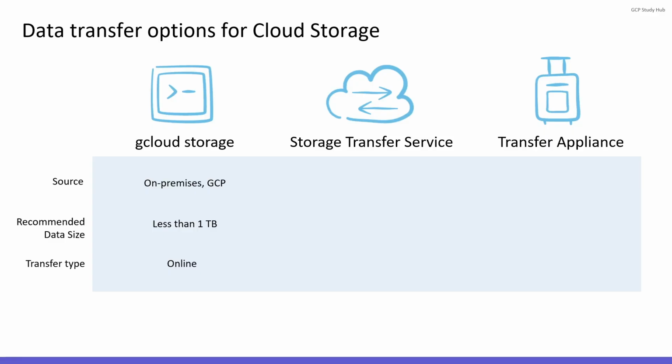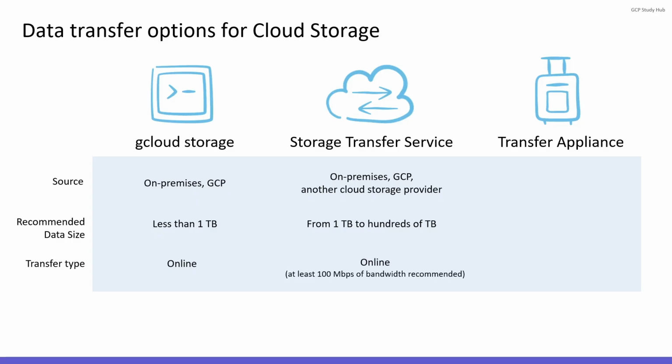This option expands your reach to an on-premises source, GCP, or even another cloud storage provider like AWS or Azure. You will choose this when your data scales from 1 terabyte to hundreds of terabytes. To ensure these larger volumes move efficiently, it performs an online transfer, where at least 100 megabits per second of bandwidth is recommended.